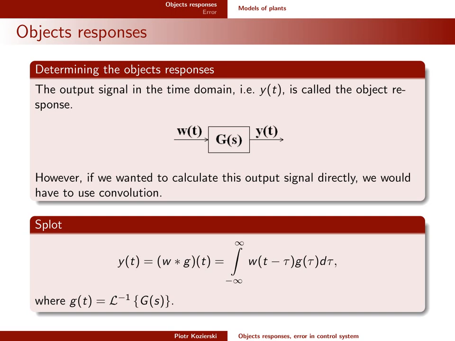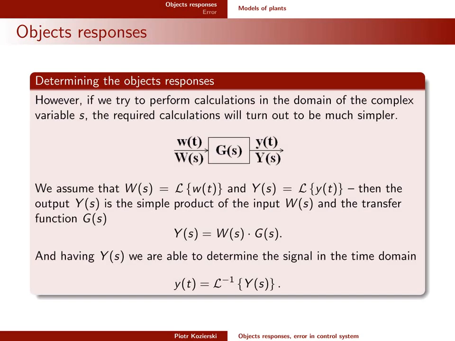In the first type of tasks, you will need to calculate the object's response, that is, the formula of the output signal. Below is the formula that fortunately we won't have to use. And this is another example of the fact that in the space of a complex variable, the operations performed are simpler, because the output signal Y(s) is equal to the product of the input signal and the transfer function of the object. Therefore, to determine the object's response, one will need to calculate the inverse Laplace transform of Y(s).